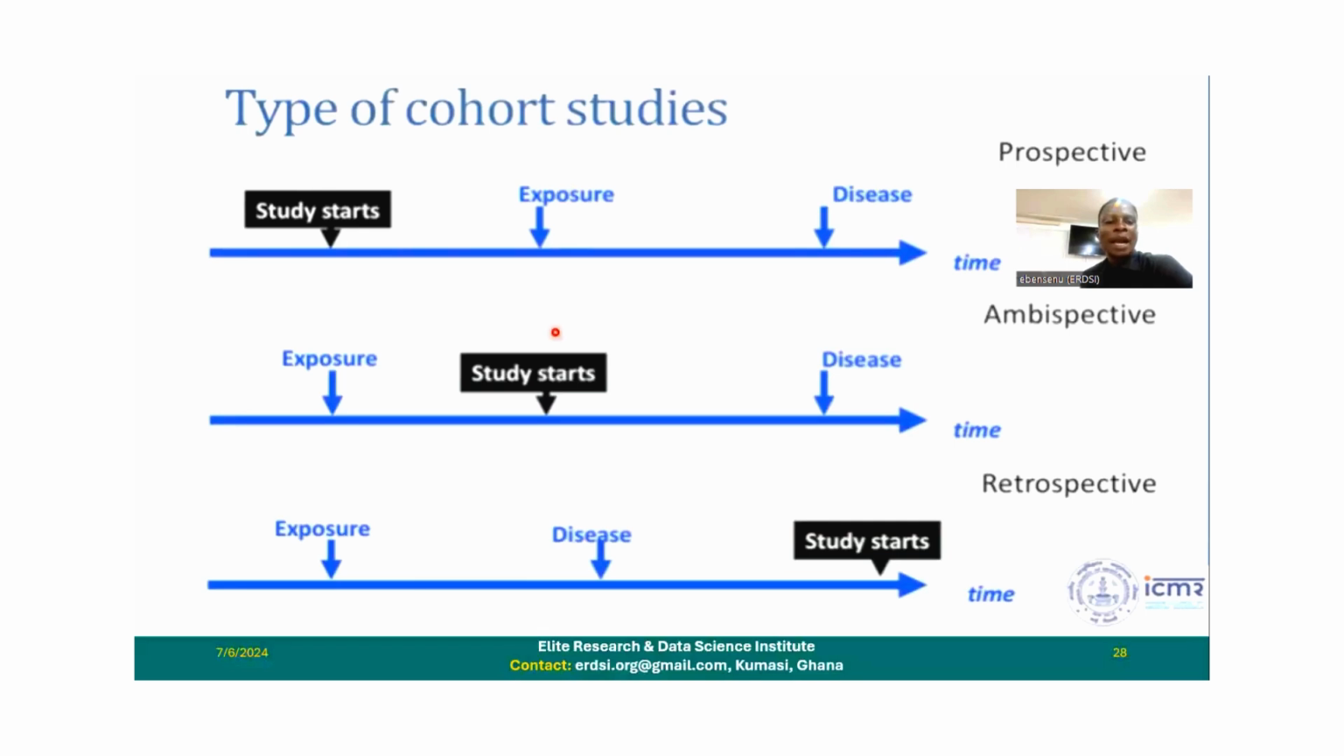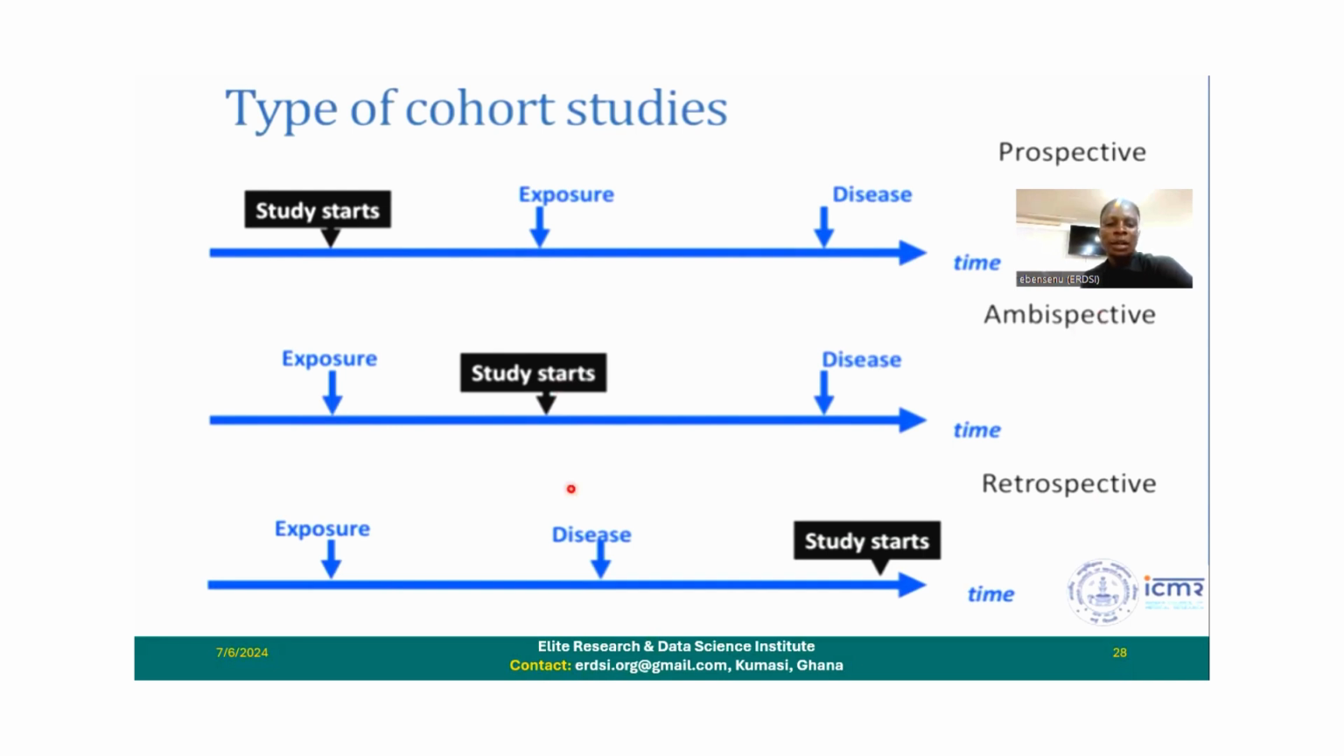But in a situation whereby the exposure has already come, a typical example is what is happening in Ghana, the Galamsey style. People are exposed to mercury. So you can go to that site, you recruit those that have been exposed, then you later follow them to see whether they develop a particular disease. So in that case, they've been exposed to that particular intervention or any harm. Then you are now going to start your study. You put them, then you follow them up. So it's called anticipatory.